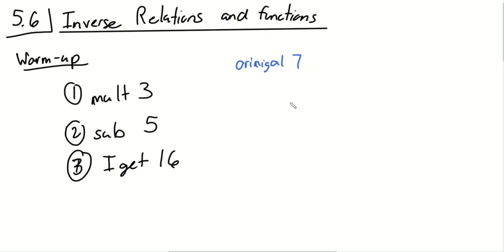So we took our original number. Let's call it x for now because we didn't know it. Multiplied it by 3. We subtracted 5. And we got our 16, right? So let's call it f of x because that was our output.